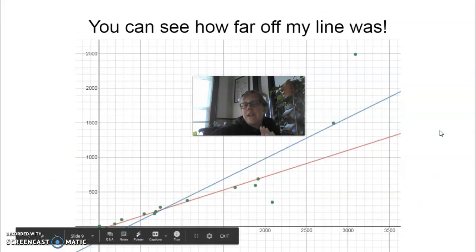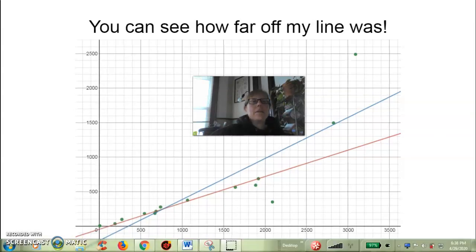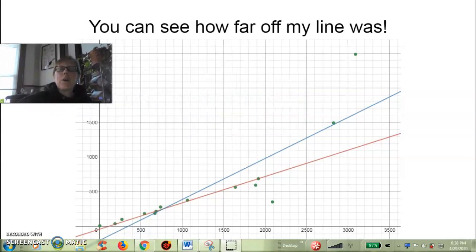All right, so you can see here, the line of best fit is actually the blue line. My line is the red line. So you can see how far off my line was. But again, that makes sense because I looked at these 2 points as outliers. So my line's actually a little bit lower.